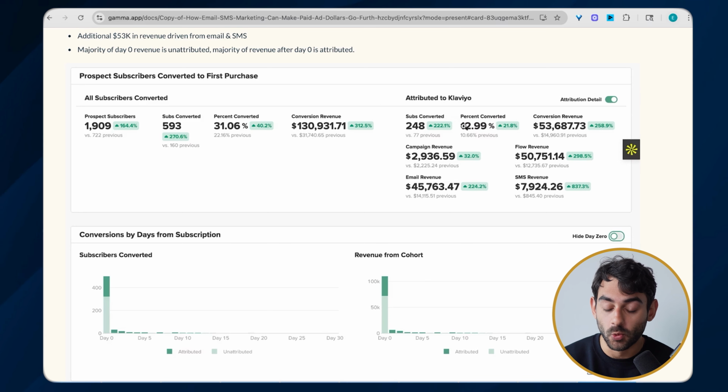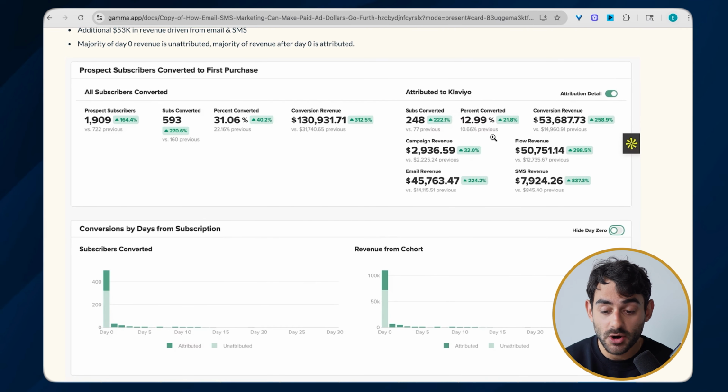Now, if we look at what is happening when it comes to Klaviyo, here's what we can see. Of the 593 new subscribers that converted, 248 were attributed to Klaviyo, either campaigns or flows. So 13% of that 31% came from Klaviyo-attributed revenue. And we can see $50,000 of that $130,000 came from flows, and around $3,000 came from campaigns.